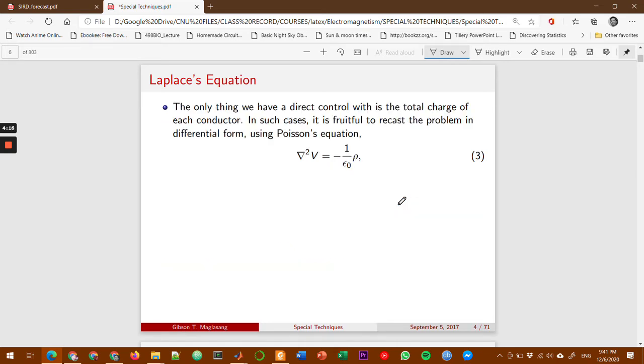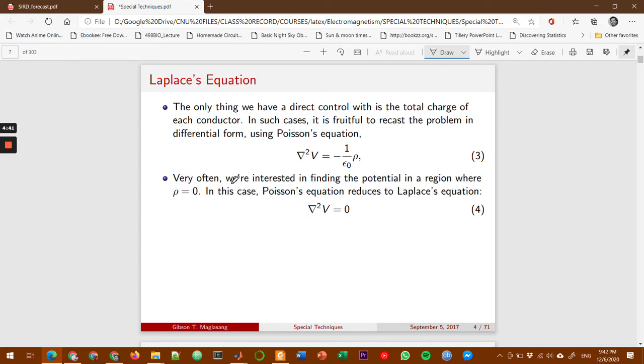So in such cases, it is fruitful to recast the problem in differential form using Poisson's equation. So this is Poisson's equation, the familiar equation to us as physicists. It says del square of this potential equals negative rho over epsilon naught.